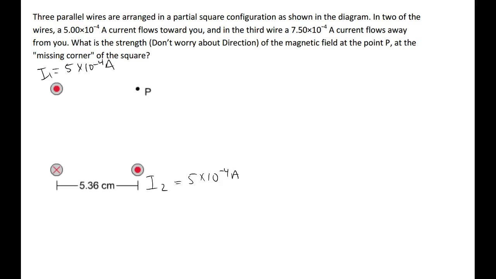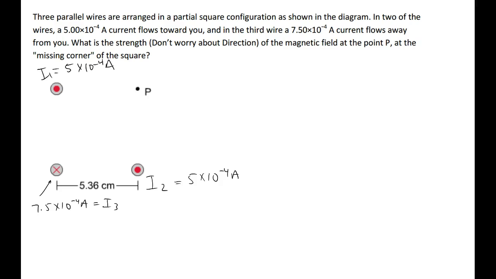All right, and then it says in the third wire, 7.5 times 10 to the negative 4th amp current flows away from you. So this would be the one that's flowing away from us. That's 7.5 times 10 to the negative 4th amps, and I'll call that I3. What is the strength, and in parentheses it says don't worry about the direction, of the magnetic field at the point P of the missing corner of the square?